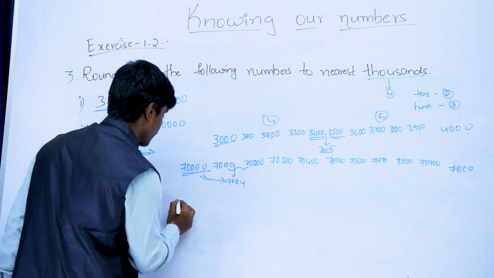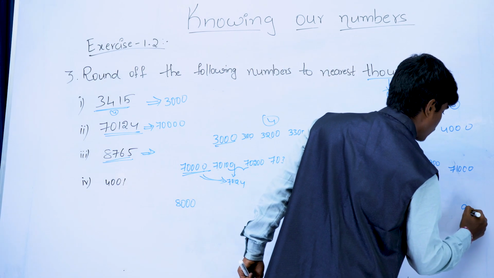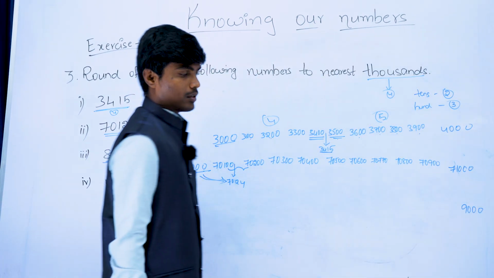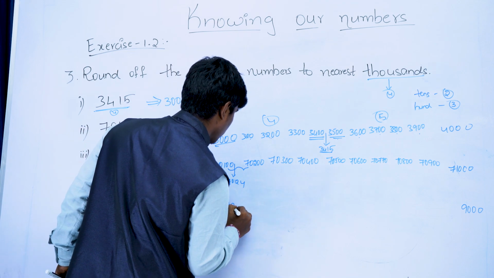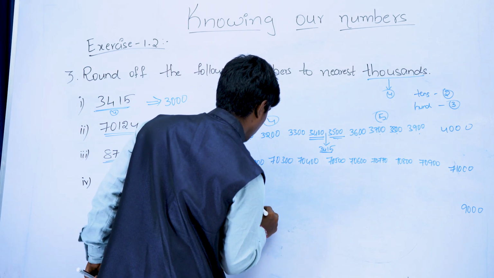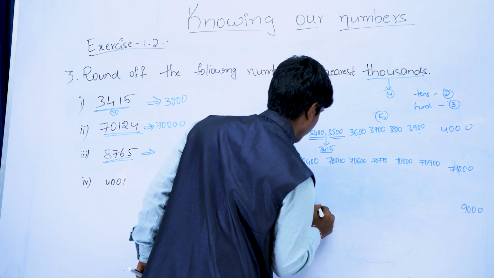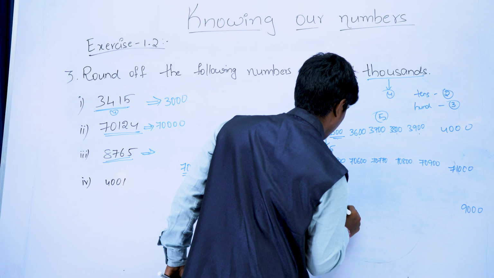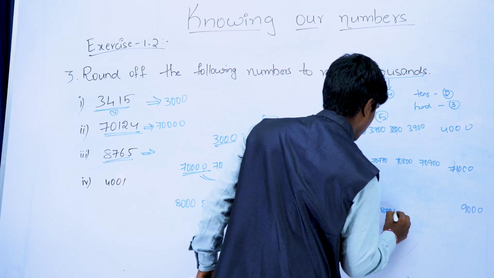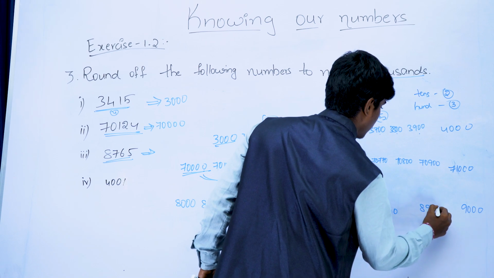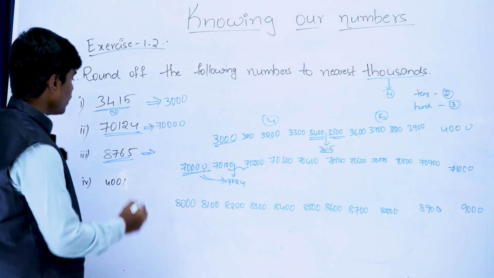It lies between 8,000 and 9,000. Between these numbers are 8,100, 8,200, 8,300, 8,400, 8,500, 8,600, 8,700, 8,800, 8,900 and 9,000.